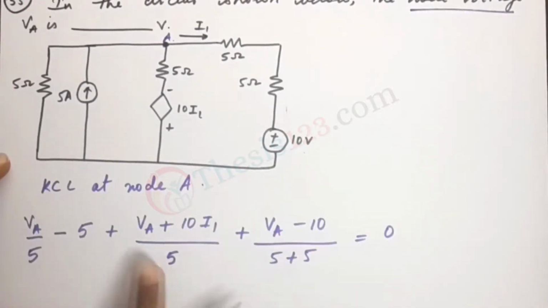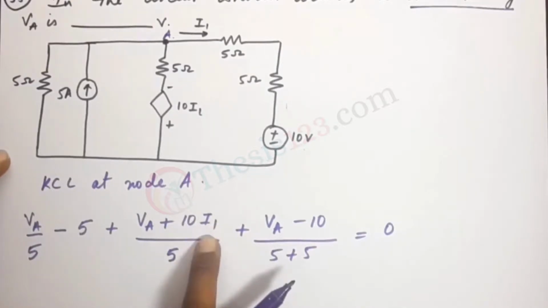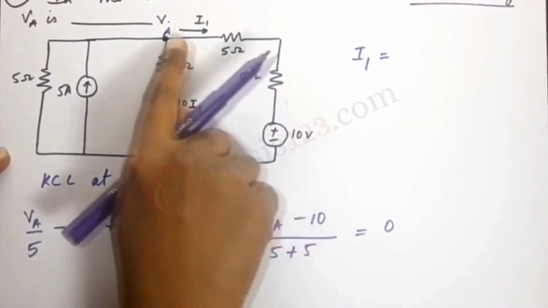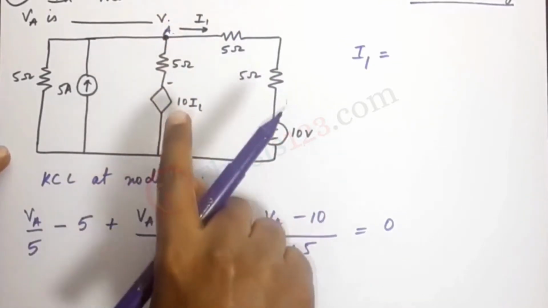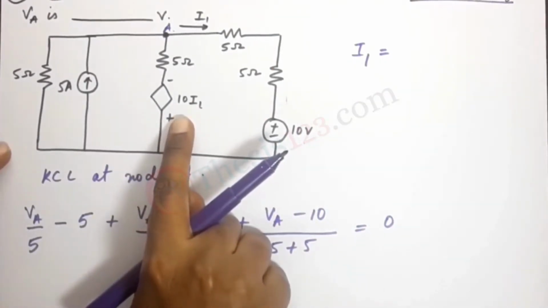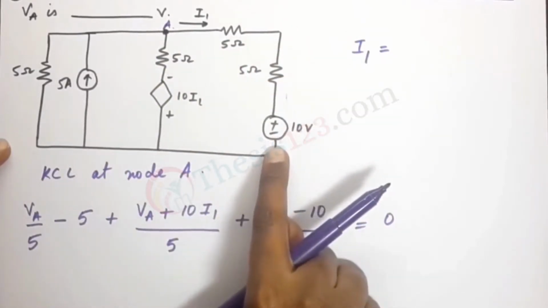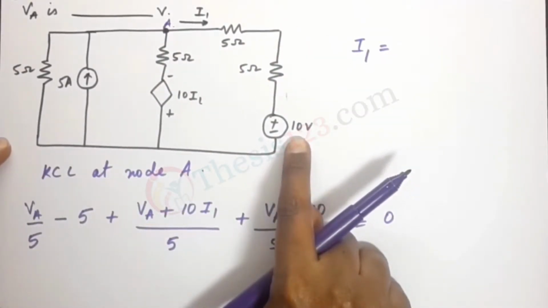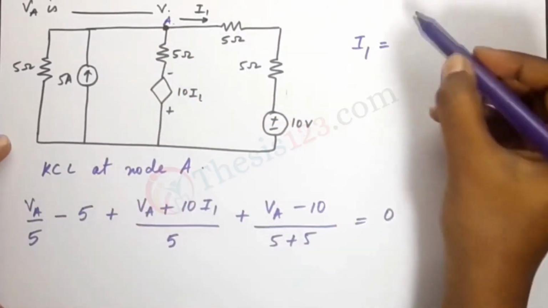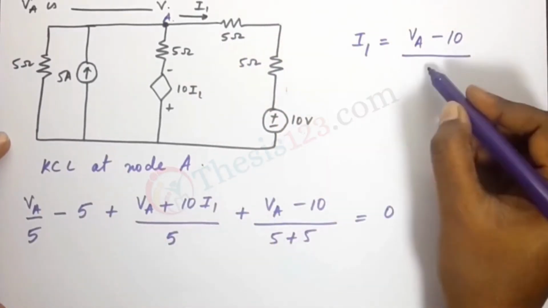Now, in this entire thing, we need to find out what VA is, but we also have an unknown of I1. Now, I1 is not given to us, so we will have to find what I1 is. Here in this branch, we have this source giving us 10I1, so in order to find out what I1 is, let's look at this branch here instead, because we have a source voltage here given to us as 10 volts. The current that passes through this branch is the same current that passes through here as well. So I1 would be equal to VA minus 10 divided by 5 plus 5, which is 10.